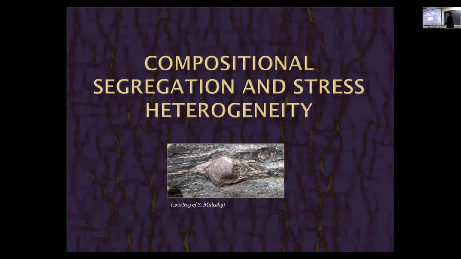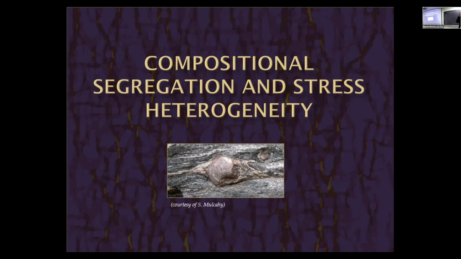So here is a beautiful garnet sitting in some sort of matrix. Sean Mulcahy gave me this photo. Anyway, here's a garnet, and it's got this cute little beard. Many of you have seen these little pressure shadows, and there are a bunch of names for these things. So we know intuitively that the disruption of the stress state around the garnet creates the opportunity for little beards to form.